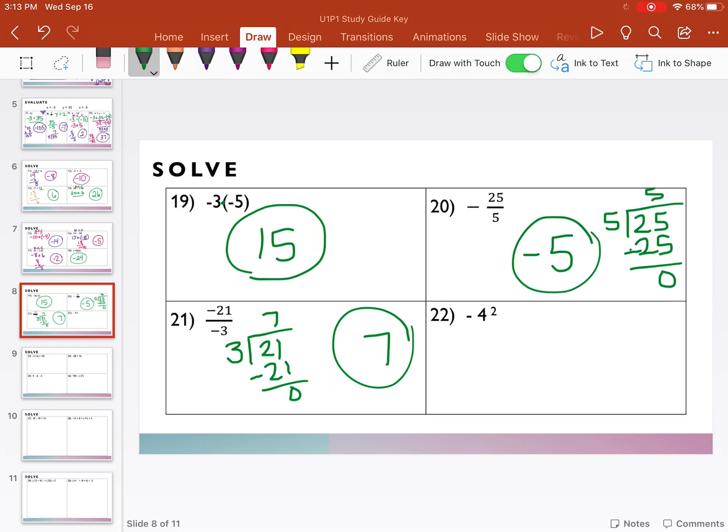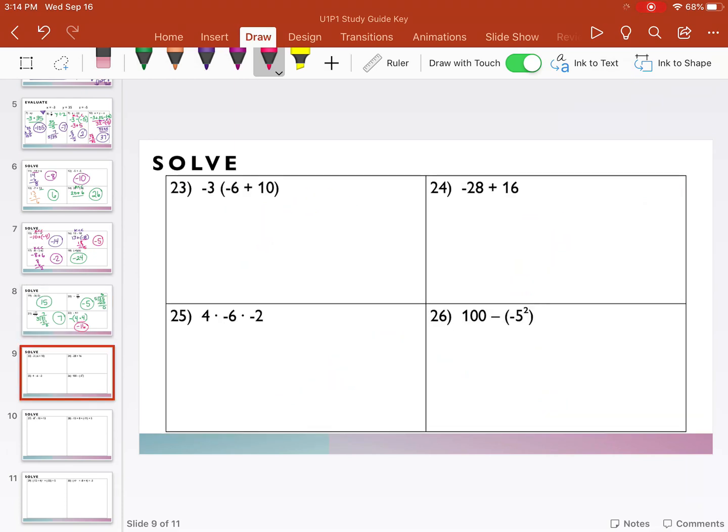Number 22, this says the opposite of 4 squared, so it's the opposite of 4 times 4. 4 times 4 is 16. The opposite of that is negative 16, so negative 16 is my answer.